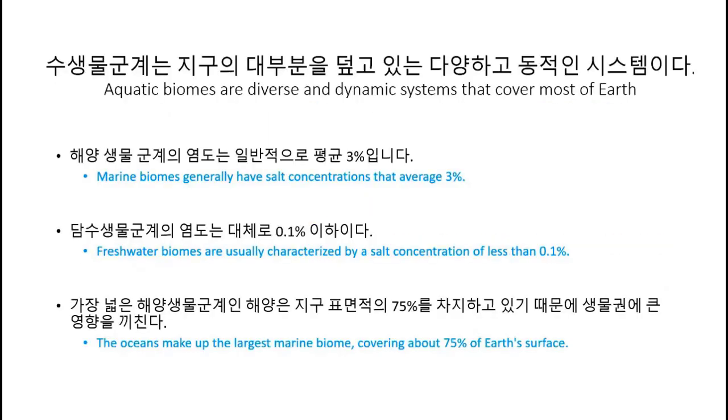Now, ecologists distinguish between freshwater biomes and marine biomes on the basis of physical and chemical differences. For example, marine biomes generally have salt concentrations that average 3%, whereas freshwater biomes are usually characterized by a salt concentration of less than 0.1%. The oceans make up the largest marine biome, covering about 75% of the Earth's surface. Because of their vast size, they have an enormous impact on the biosphere. The evaporation of water from the oceans provides most of the planet's rainfall, and ocean temperatures have a major effect on world climate and wind patterns.